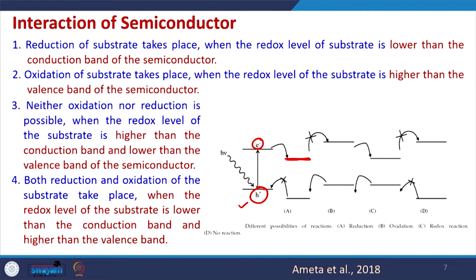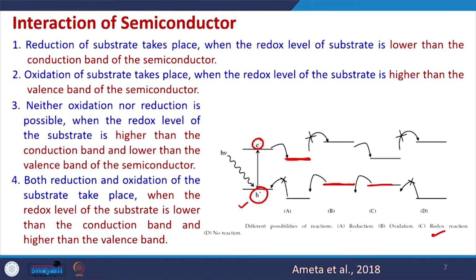Similarly, oxidation of substrate takes place when the redox level of the substrate is higher than the valency band of the semiconductor. If this is the level, it is possible that oxidation will happen, otherwise it may not happen. Under this condition, as we can see, the electron will move from this substrate to this hole and thus neutralize the hole. Neither oxidation nor reduction is possible when the redox level of the substrate is higher than the conduction band and lower than the valency band of the semiconductor. This is the state C we can see here.